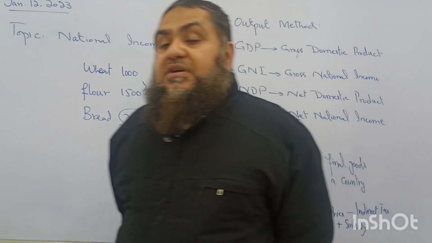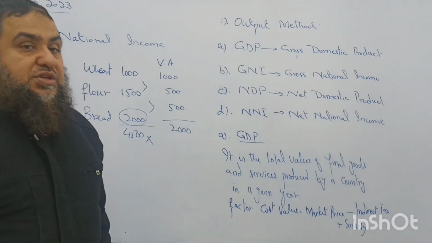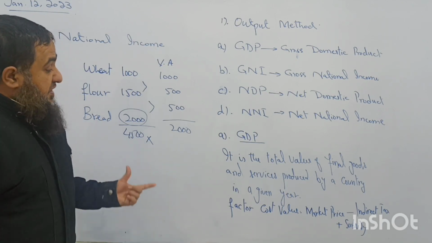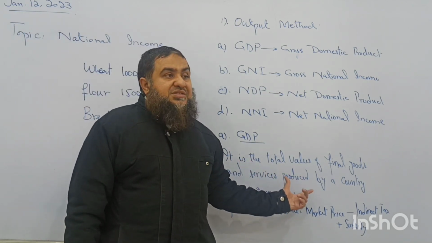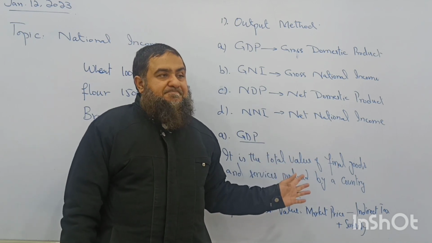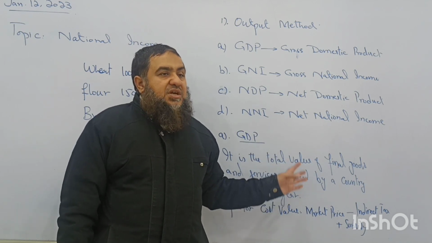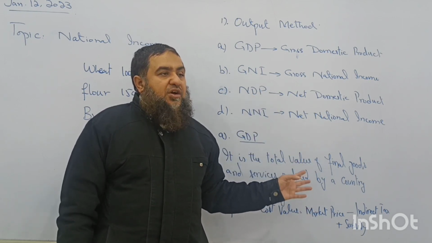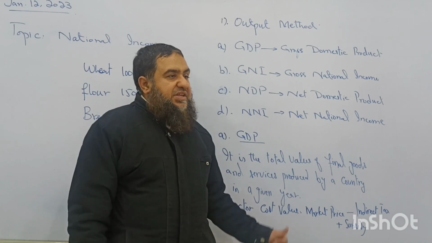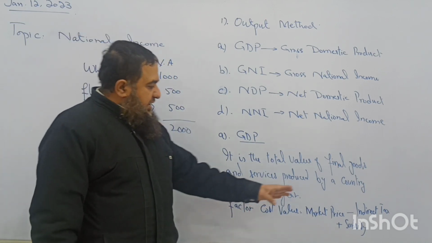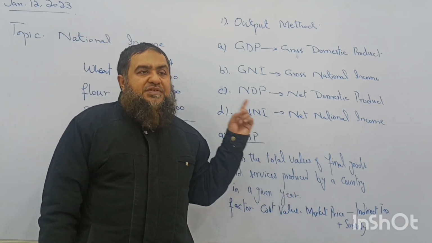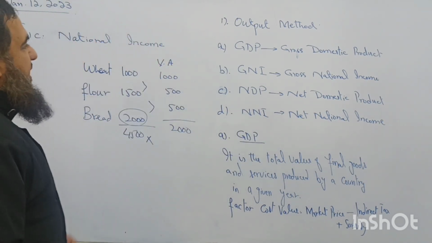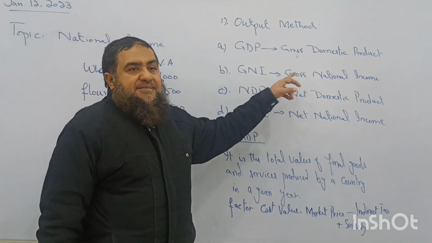So whatever output is produced, either by Pakistani nationals or by foreigners, within our geographical boundaries, that is part of our GDP. There is no distinction that we have to include only the income or output produced by Pakistanis in the case of GDP. And in a given year, I explained to you earlier, in one fiscal year we measure this GDP. Clear?